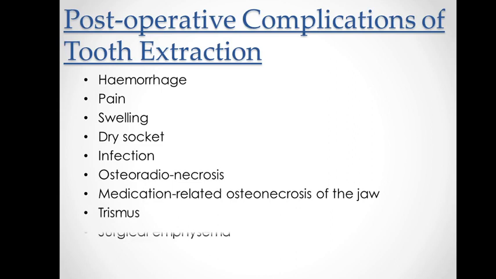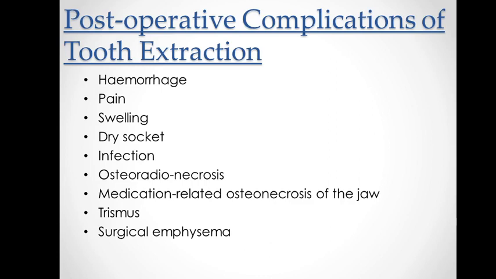Postoperative complications of tooth extraction. Let's talk about the complications that happen after extraction. After the extraction, if the patient has a slight infection, we can give antibiotics, and then he can come for a checkup. We check the socket. Some patients may get postoperative complications, for example hemorrhage, bleeding, pain, swelling, dry socket, as we talked about before on our YouTube channel. Infection, the patient may come back with an infection, osteoradionecrosis, medication related osteonecrosis of the jaw, trismus due to long extraction time, and surgical emphysema.